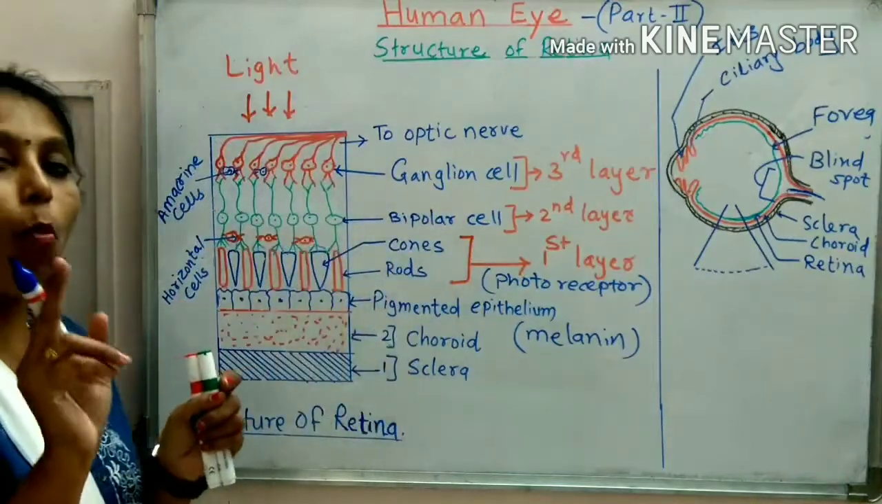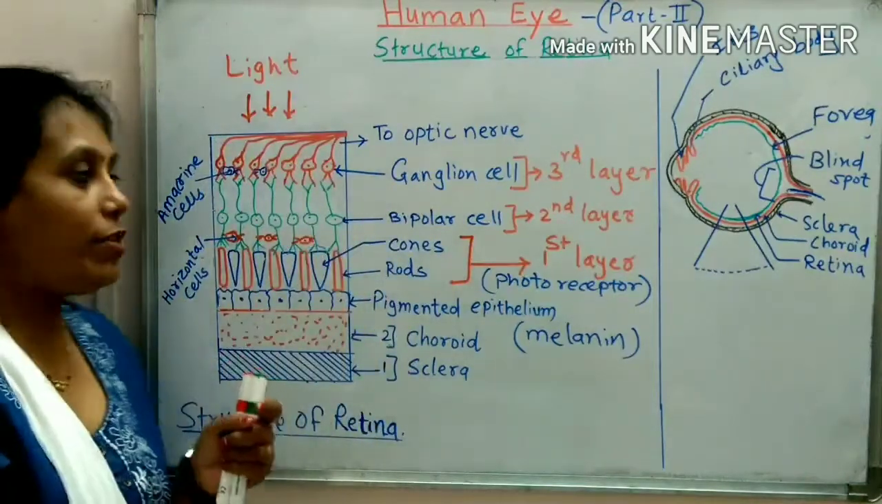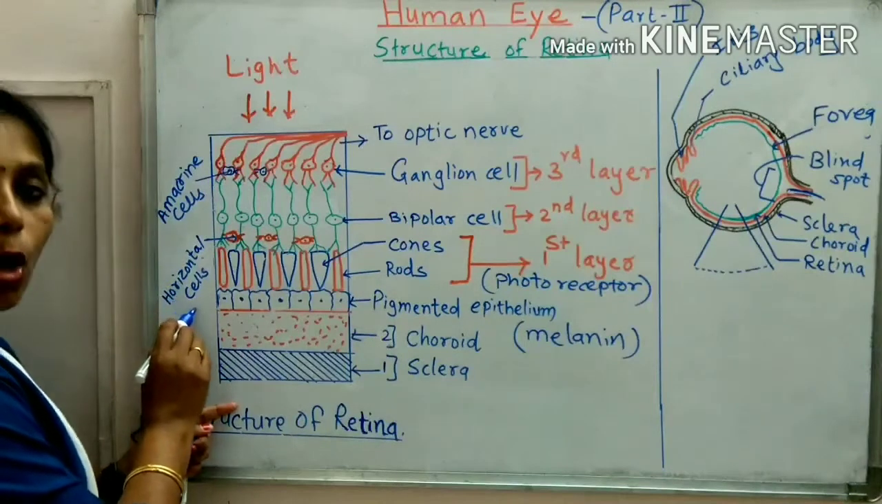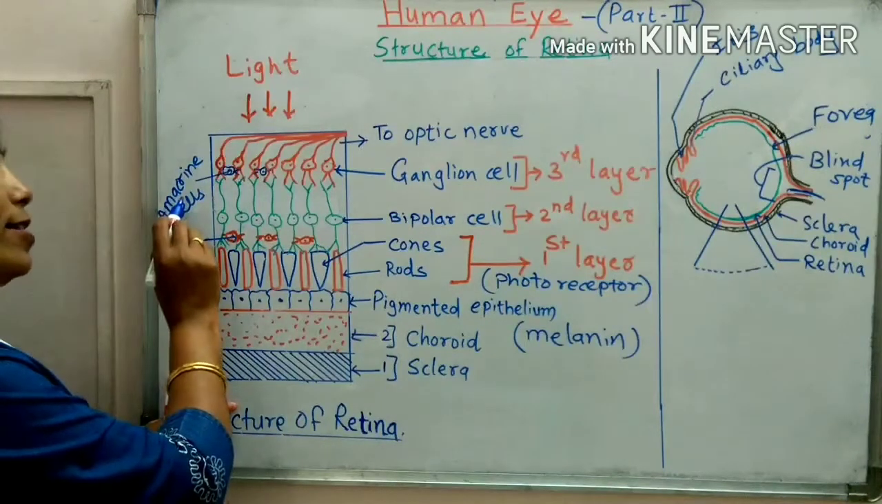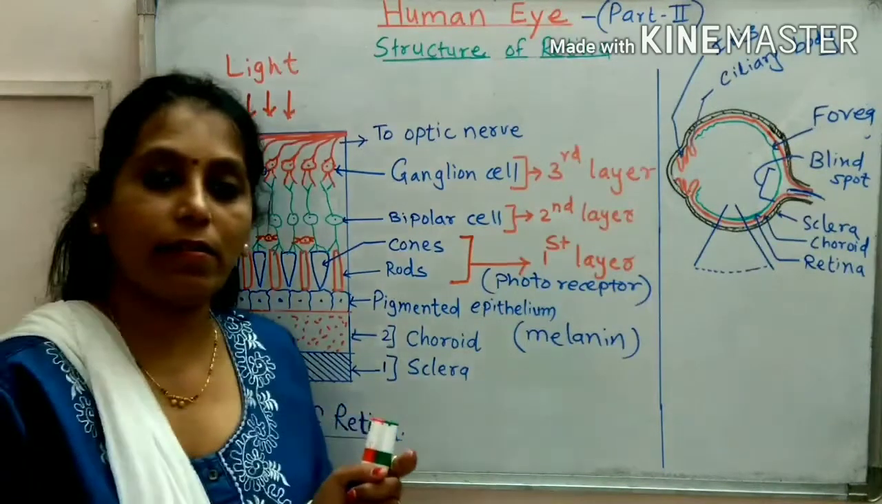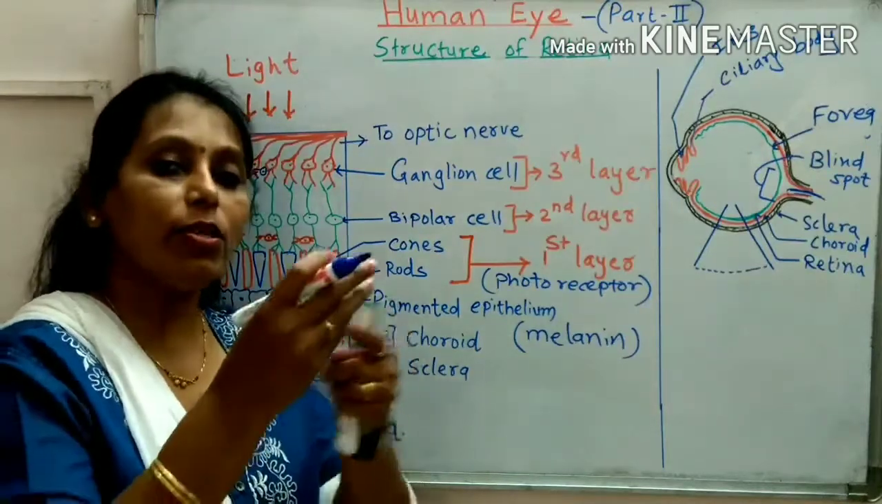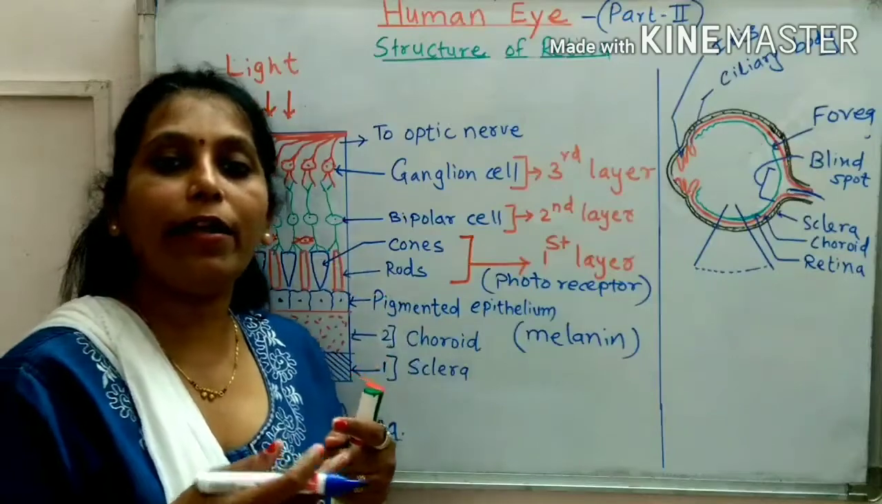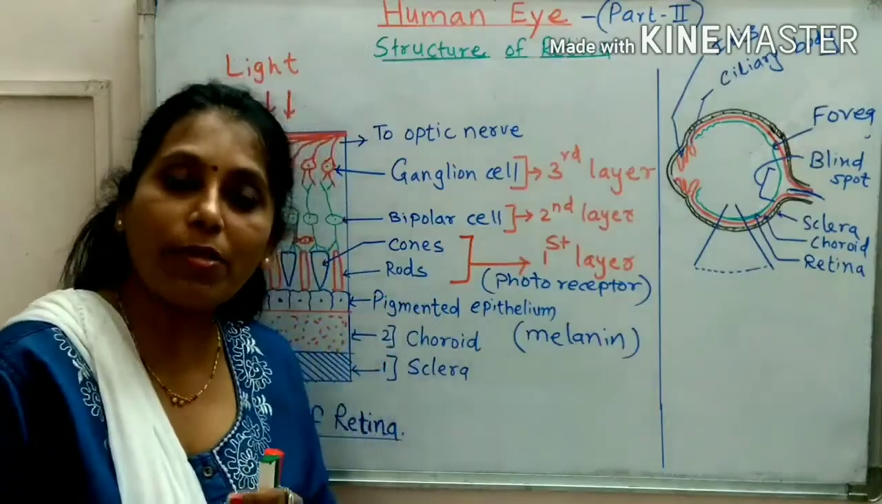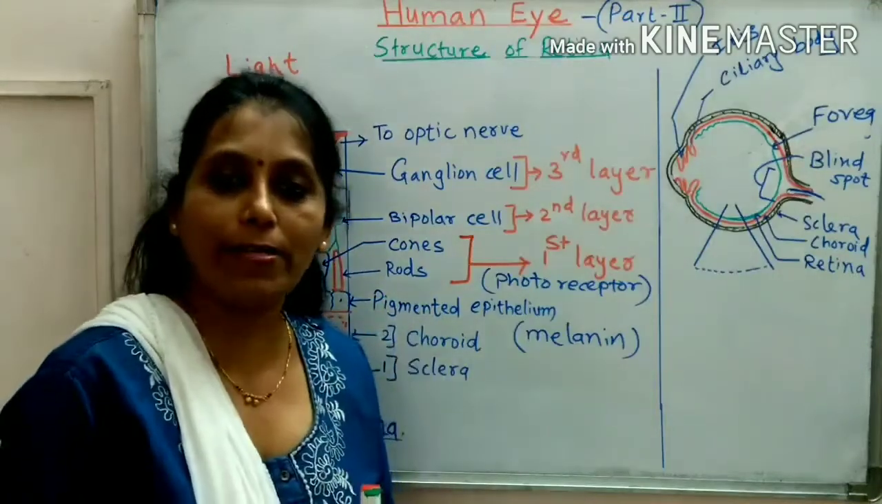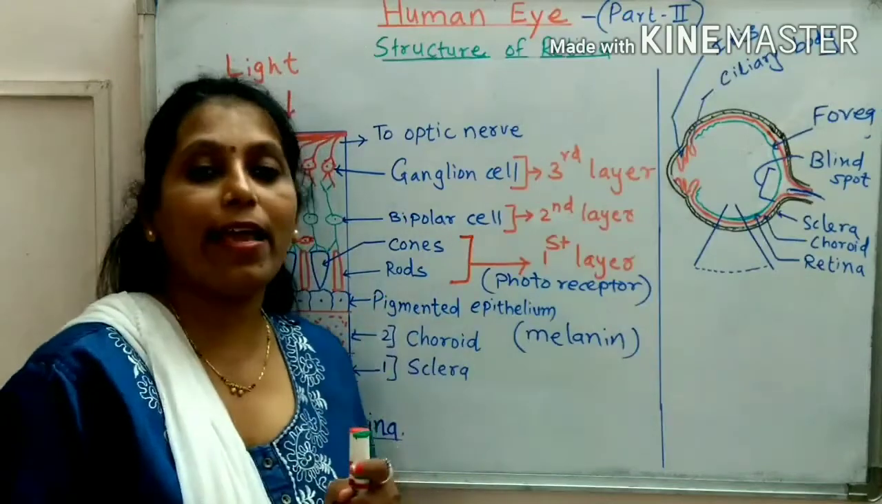Now, two more different cells are present. One is called the horizontal cell and the other is called the amacrine cell. What is the role of these cells? These two cells are called interneurons. Interneuron means the neurons are present in between. What exactly are they doing?